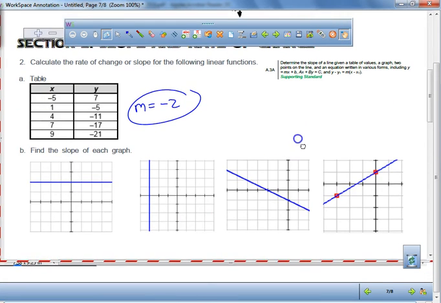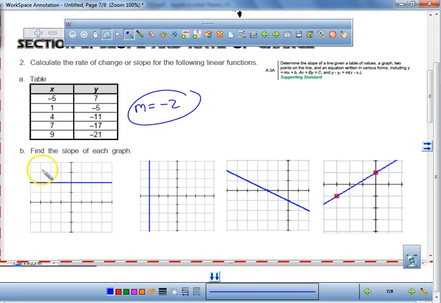Now, what we're going to do, some of you should already know the answer to b. That's a horizontal line. It's neither going up nor down. What's the slope? No, it's neither going up.